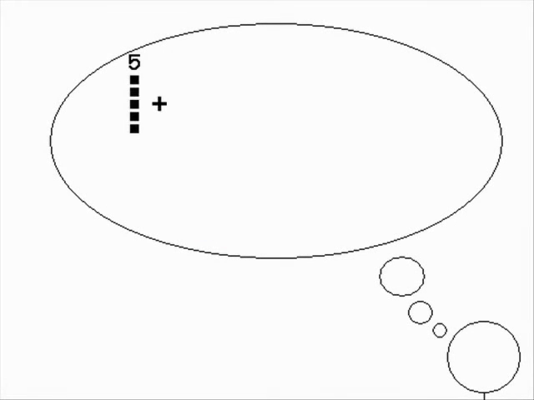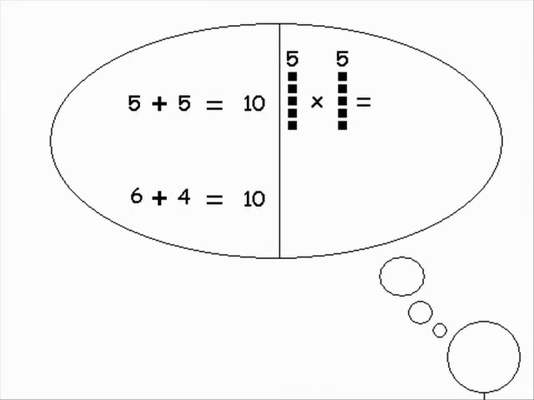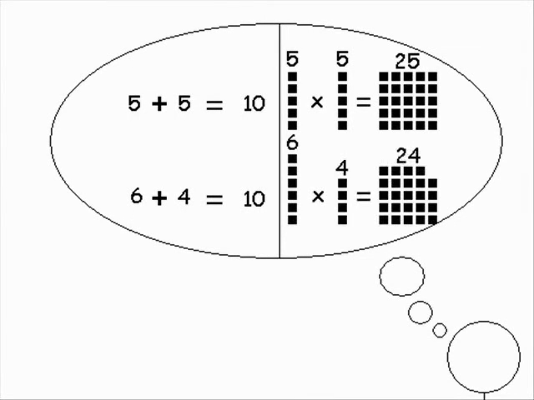One day, instead of doing my trig homework, my mind wandered to this. 5 and 5 is 10, and 6 and 4 is also 10. But 5 times 5 is 25, while 6 times 4 is only 24. I wondered why there was a difference.